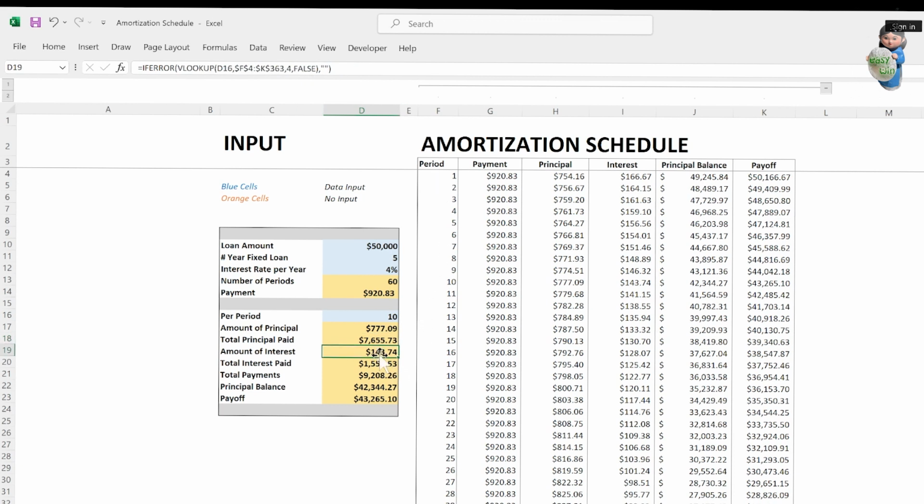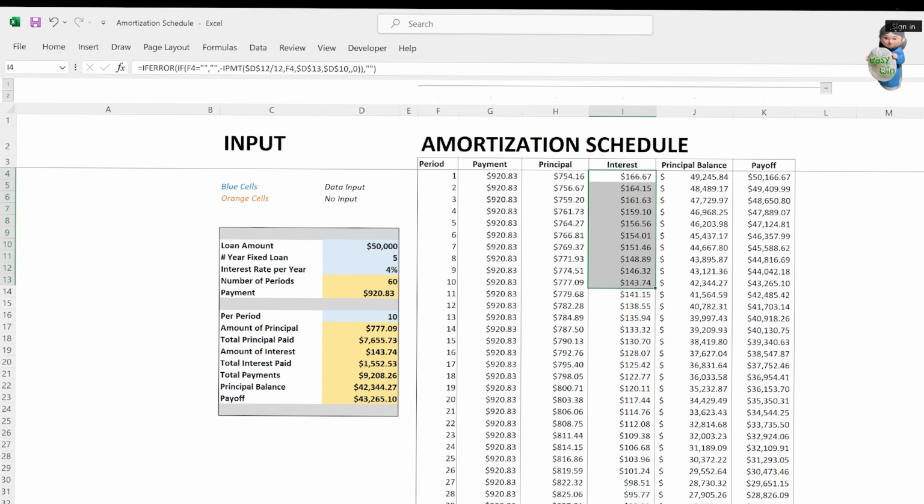The amount of interest is actually pretty straightforward. I just use the VLOOKUP of this number period, number 10, and return the interest over here. So 143.74 right here. Total interest paid, same thing. I use the sum of this up to 10 payments, 1,552, which is right here.